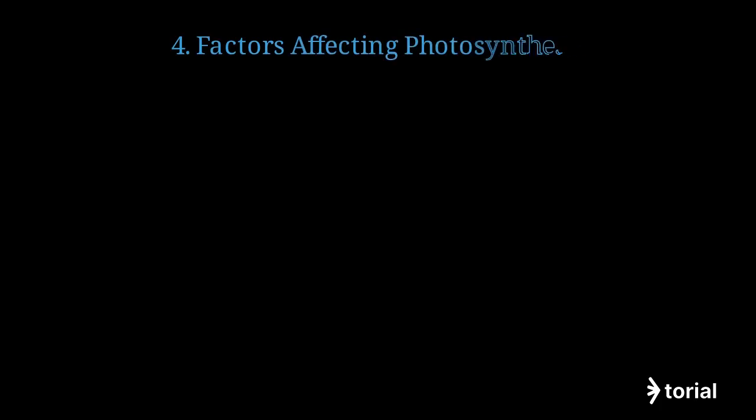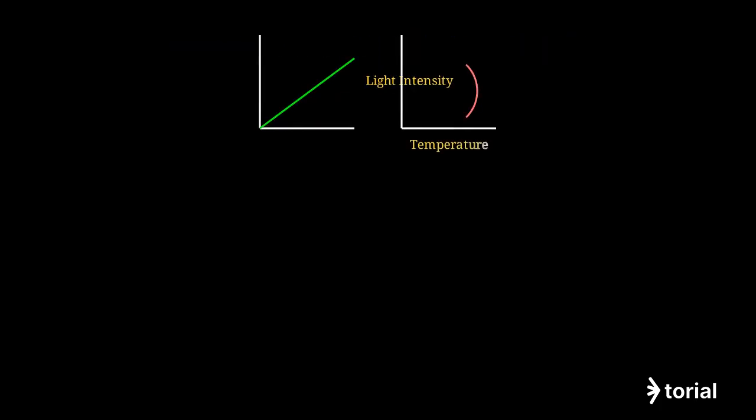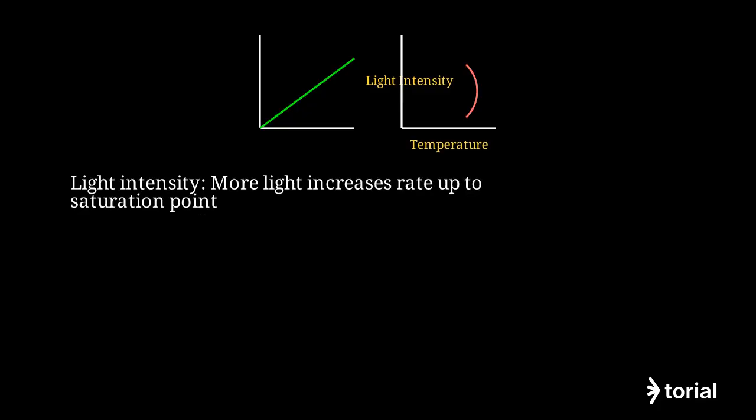Several environmental factors can affect the rate of photosynthesis. Light intensity affects how much energy is available, with photosynthesis rate increasing up to a certain point. Temperature also plays a crucial role, as enzymes work best within specific temperature ranges. Increasing light intensity boosts photosynthesis until the plant reaches its saturation point, where other factors become limiting.